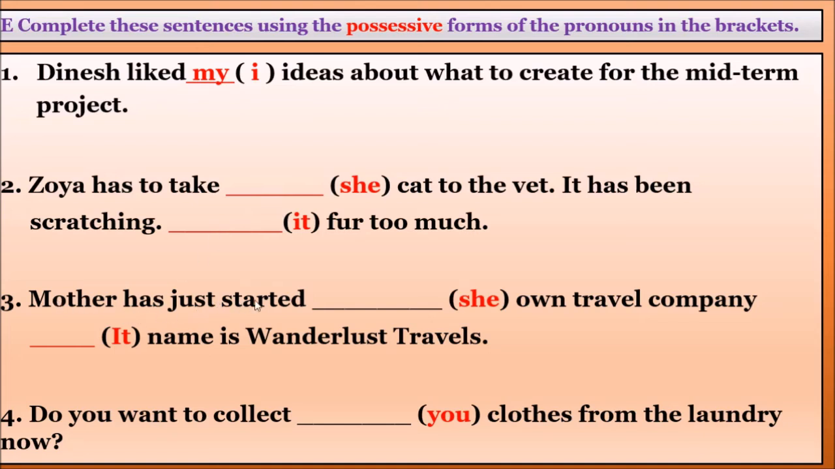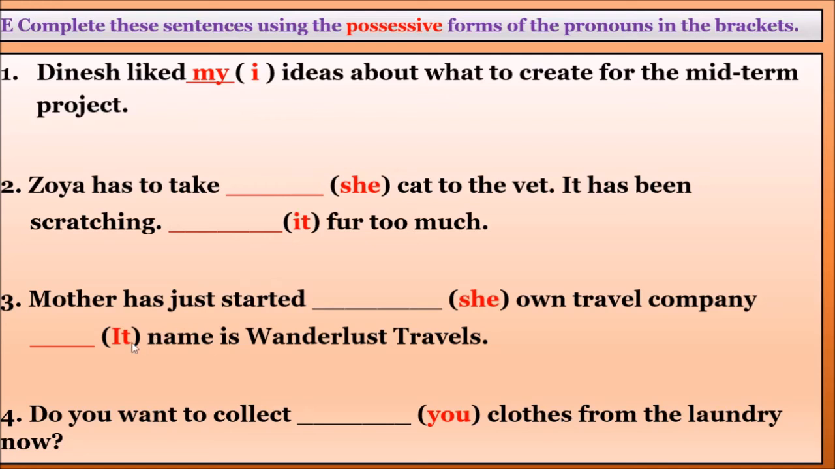Mother has just started dash own travel company. Mother has just started her own travel company. Okay. Next, dash name is Wanderlust Travels. Dash name is Wanderlust. It changes into no other form for it. Ma, only for she we will be changing as her. For he we change it as his or him. I changes as my or mine.